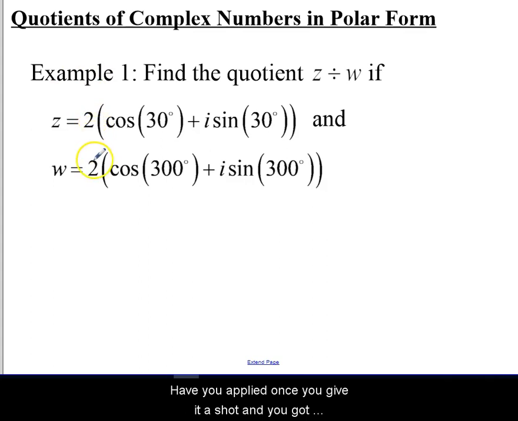Why don't you give it a shot? Now you've got your formula. Why don't you apply it to find the quotient of z divided by w? Play the recording when you're ready.